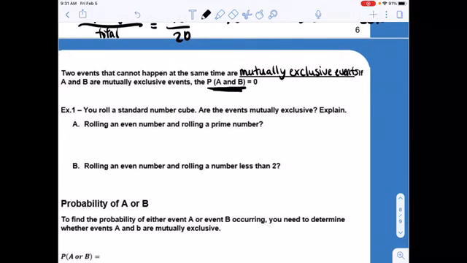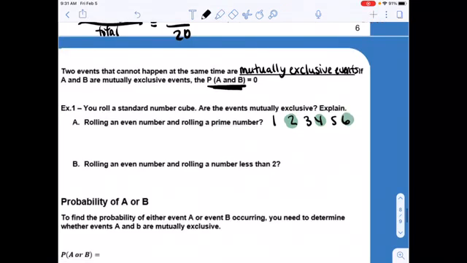So you roll an even number and roll a prime number. So we have number cube 1, 2, 3, 4, 5, 6. Highlight our evens. And then 2 actually happens to be prime. So this is not mutually exclusive. This is kind of a confusing vocab term, just because it's kind of like a double negative. Because 2 is prime and even, these events can happen at the same time.